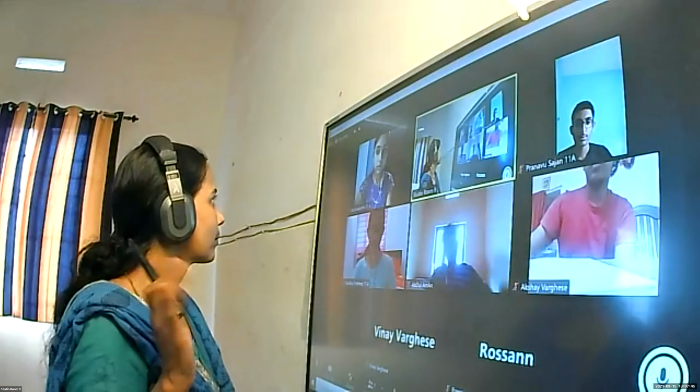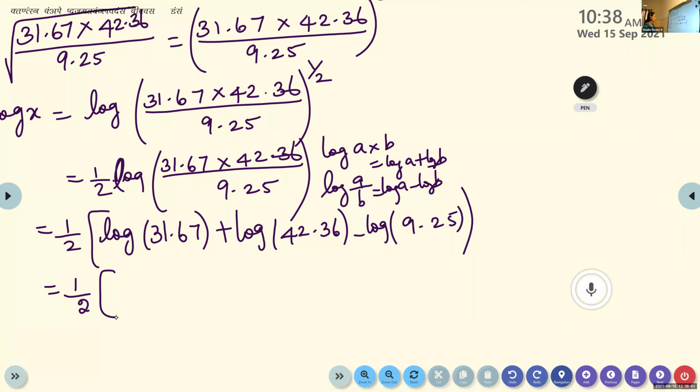If you take the first part, 31.67, we want to take the log of 31.67. First, you have to write the characteristic part. Before decimal, how many places are there? 2 places. So what will be the characteristic part? If it is greater than 1, you count how many places are there before decimal: 2 places, 2 minus 1 is 1. So 1 point. Now use the log table.